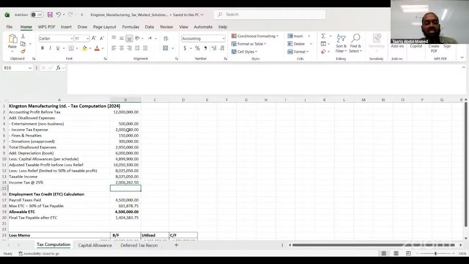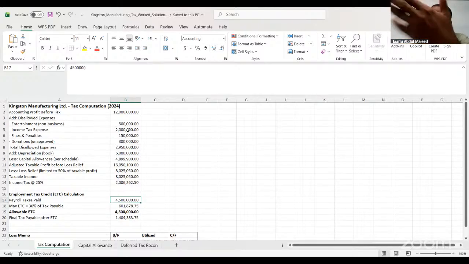However, let's work ETC. Payroll taxes paid was 4.5, but it is the lower of the amounts that were paid that are claimable versus 30% of the tax payable, right? The tax payable is 2,006,000. So 30% of that is 601,878.75. So that's what you can subtract from the income tax expense.